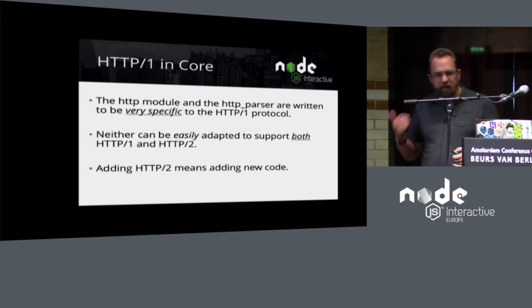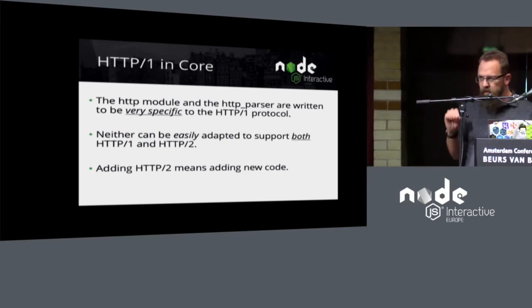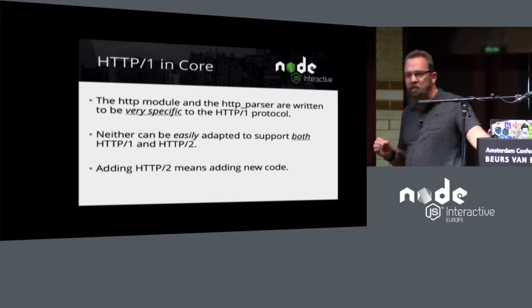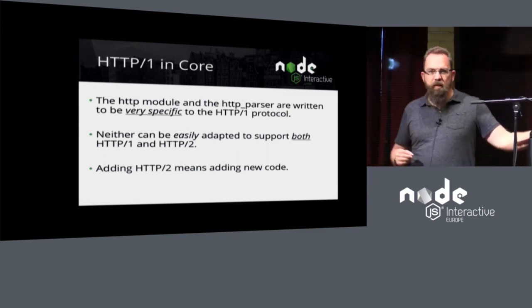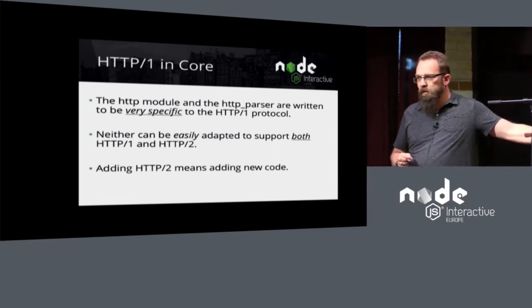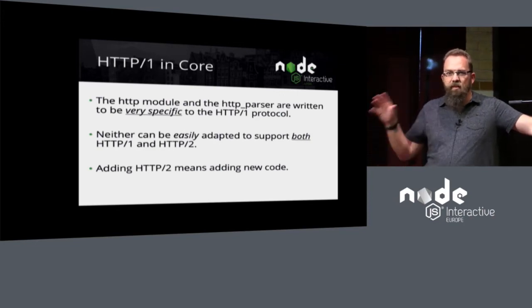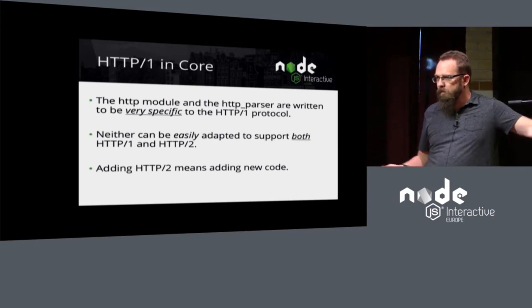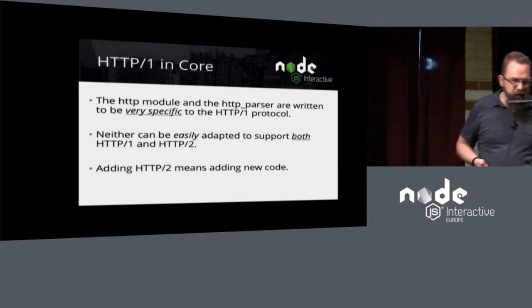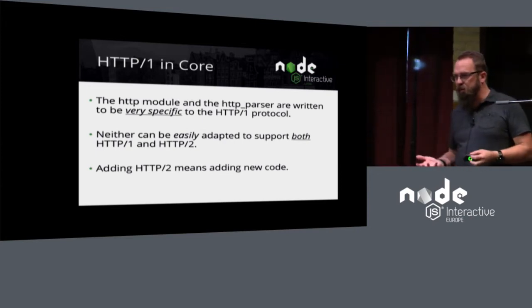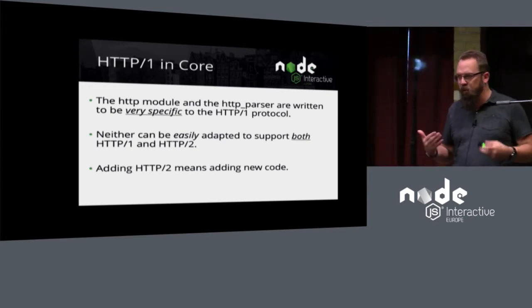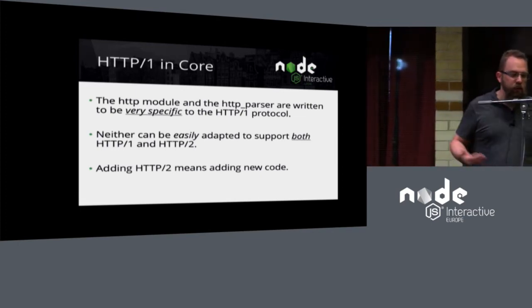Like I said, the HTTP parser is written very, very specific to H1. It's extremely difficult to modify. H2 is a very different protocol. So we can't just take the existing code and easily make it also talk H2, right? What it requires is basically a new stack of code inside core that would sit in parallel with the H1 implementation.